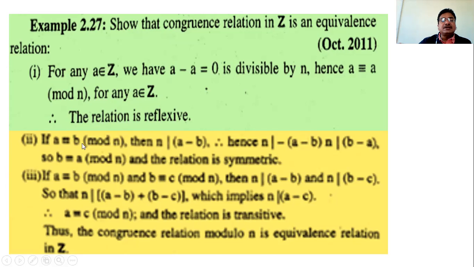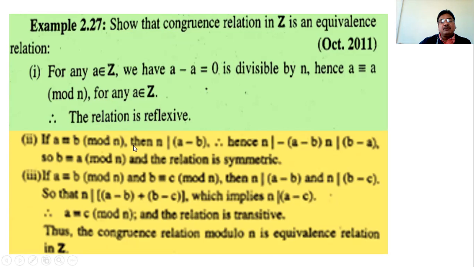Now we have to show the relation is symmetric. A relation is symmetric if, when a is related to b, then b is related to a. If a is related to b, then we have to show b is also related to a. So I assume that a is related to b. That is, we assume that a is congruent to b modulo n. And what do we have to show? b is related to a means b is congruent to a modulo n.